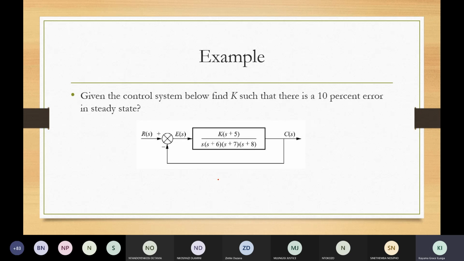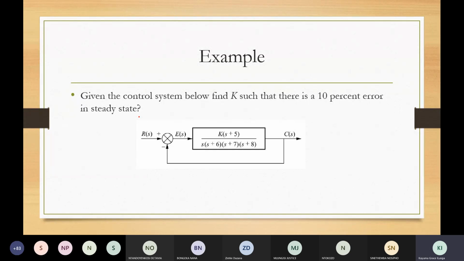Okay, so they say: given the control system below, find K such that there is a 10% steady-state error. So the steady-state error is equal to 10%, which is 0.1. Now they give us this transfer function, and we need to find the value of K in it.